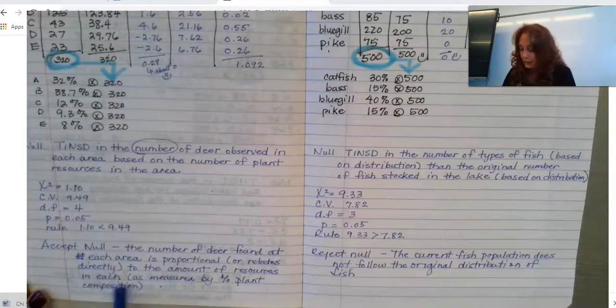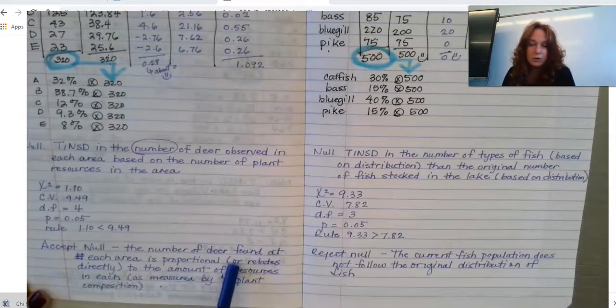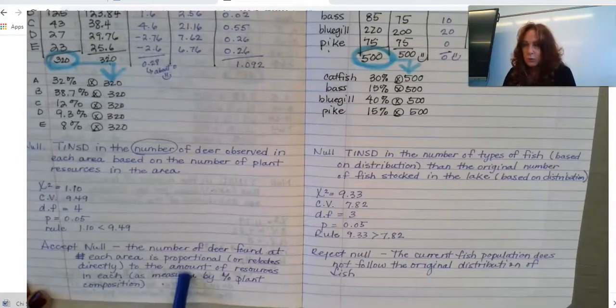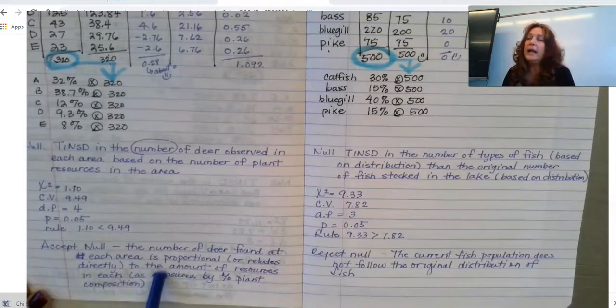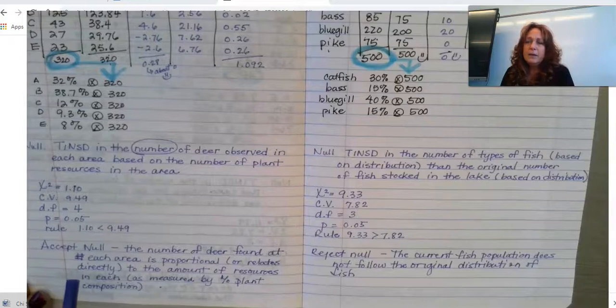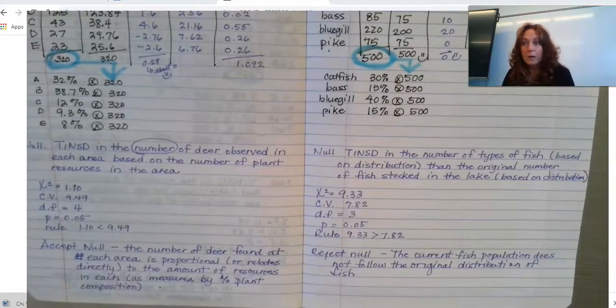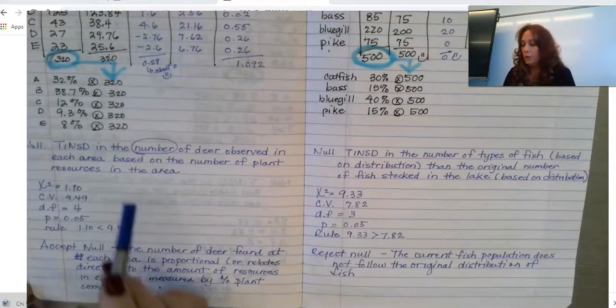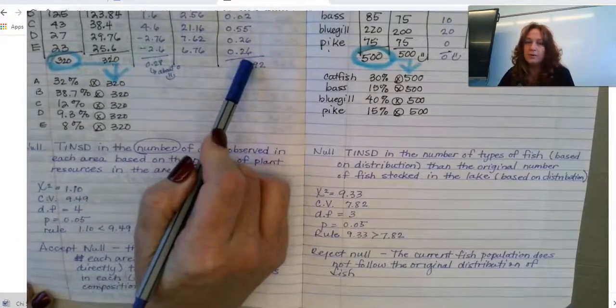And I just wrote a little summary. The number of deer found in each area is proportional to how much resources there are. So the more resources, the more deer. The less resources, the less deer. And it fit. So you didn't have something weird like there's very little resources here, but gobs of deer. That would have been where you would have had weird numbers, and it probably would have failed.